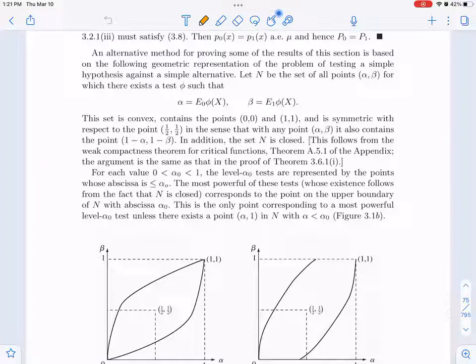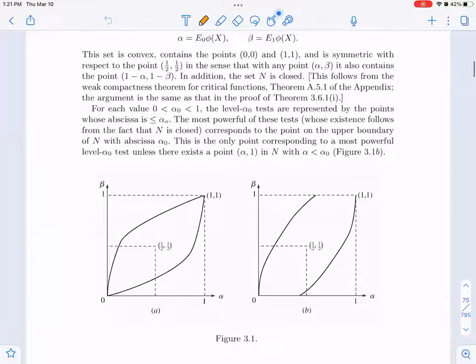In these few paragraphs, they're trying to argue what the geometry of this set is in general. As I vary over all possible tests, I get a shape in this, let's say, ROC plane. What you can argue is that 0, 0 is always there. 1, 1 is also always there, because I can get it by the test which is identically 0 or identically 1.